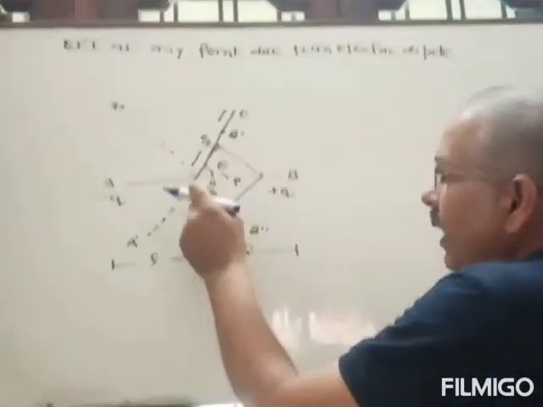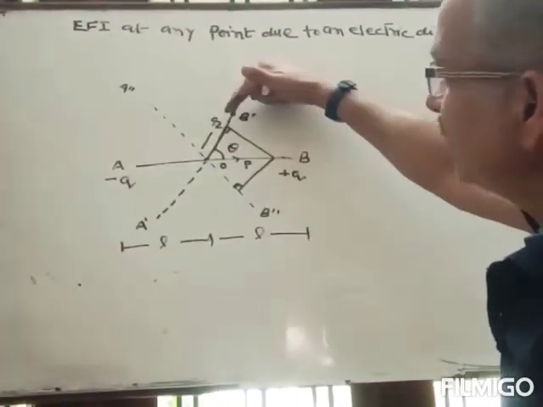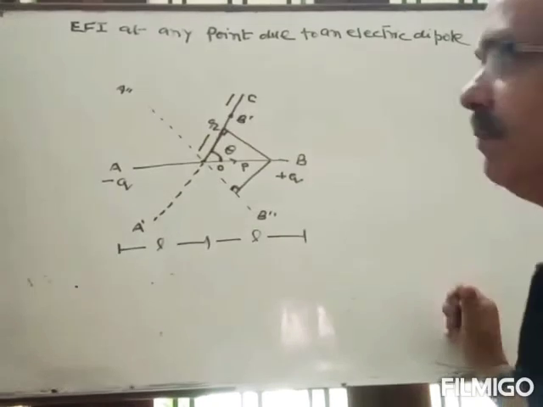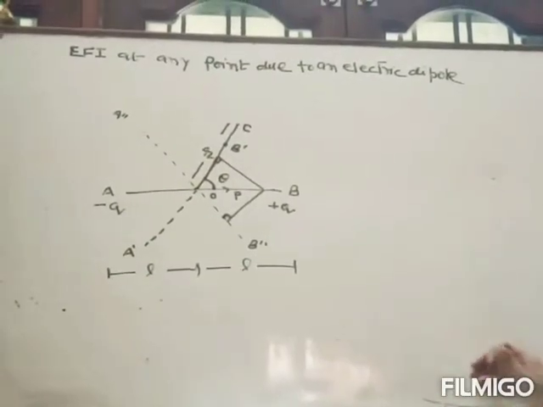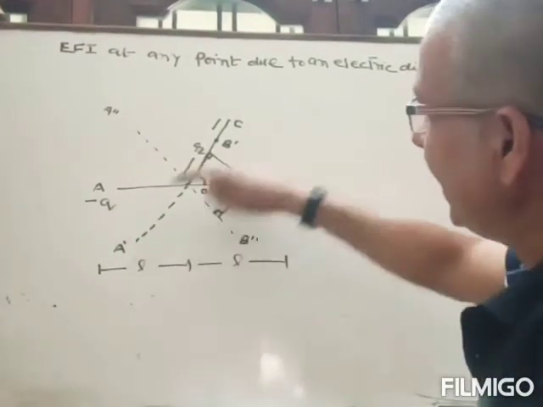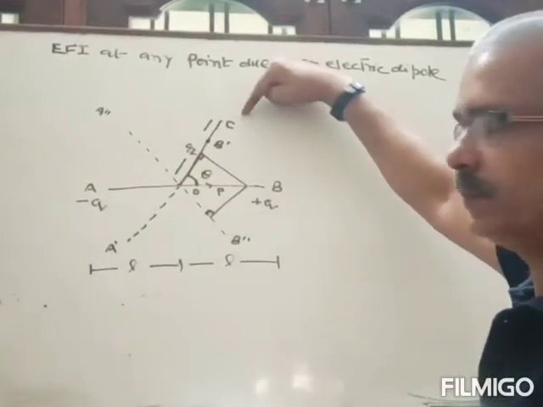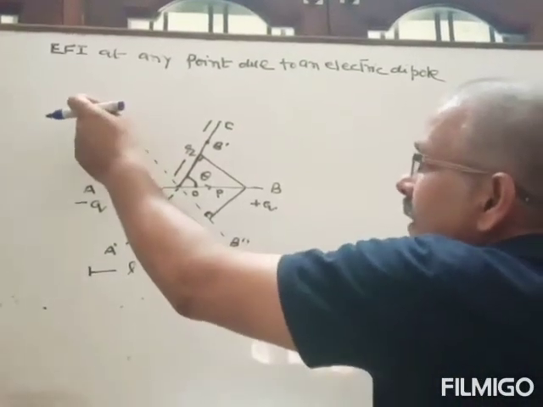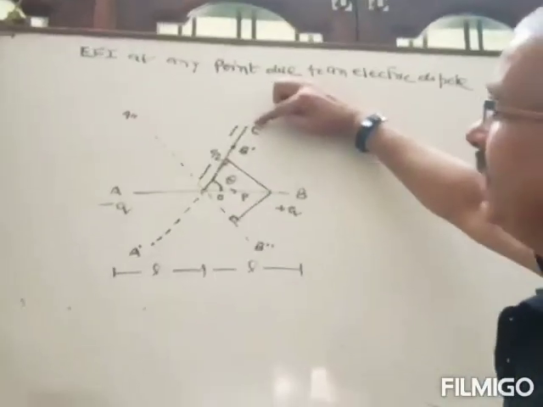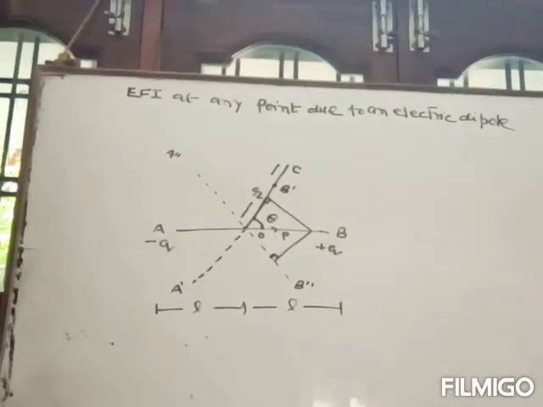Its half length is AO and OB. In this, we have to find the electric field intensity at point C, which is at distance R from the electric dipole, making an angle theta from the direction of the dipole. For this purpose, suppose when this electric dipole AB is in position A dash B dash, what happens then? Then point C comes on the axis of the dipole. And suppose when the electric dipole is in A double dash B double dash position, which is perpendicular to OC, it means point C comes on the perpendicular bisector of the electric dipole, in broadside position.